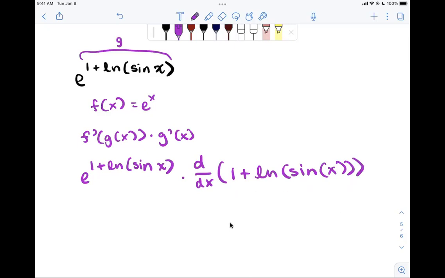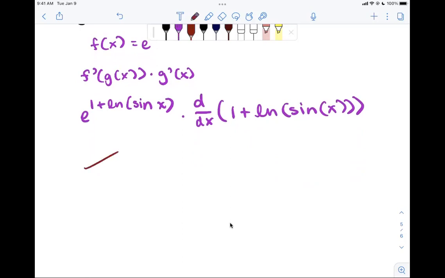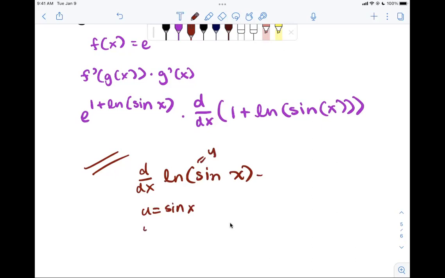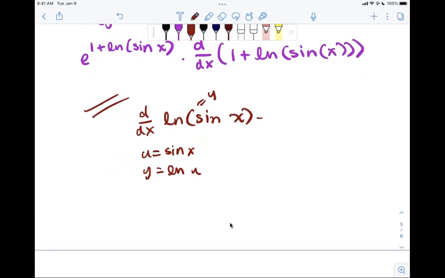Let's just go off to the side here. For the derivative of 1 plus the natural log of sine of x, the 1 doesn't really matter, so we're just going to do the derivative of the natural log of sine of x. Now let's just do a u substitution, so we can have u equal to sine of x. And if this is y, then y equals the natural log of u. Now using the chain rule, the derivative is dy/dx equals dy/du times du/dx.